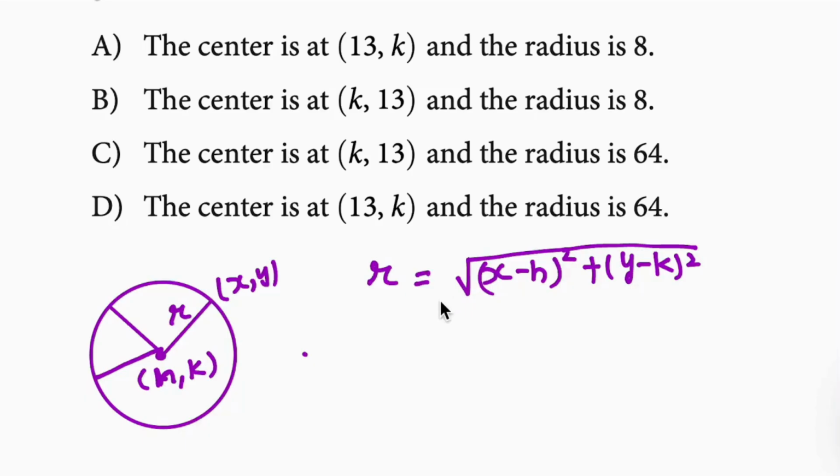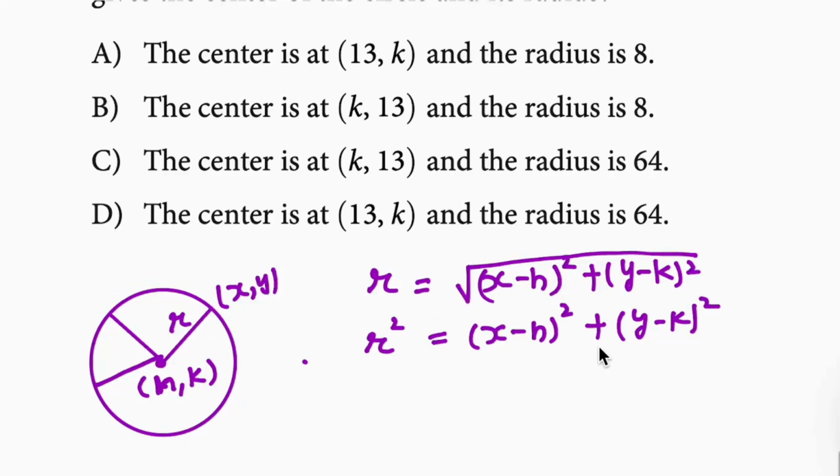And because we have a square root sign, let's square both sides. Squaring both sides, r squared is equal to (x minus h) whole squared plus (y minus k) whole squared. So that is this, a simple application of the distance formula.